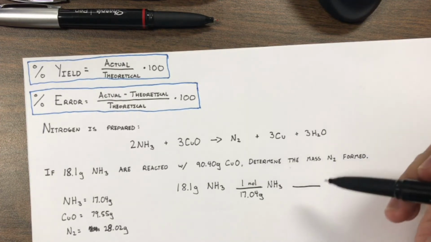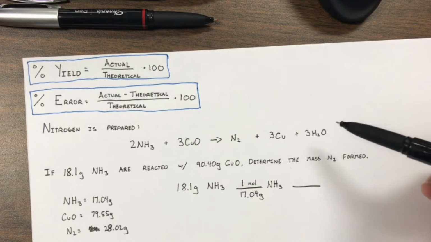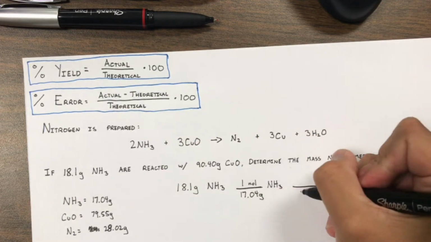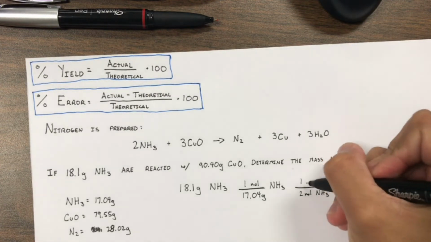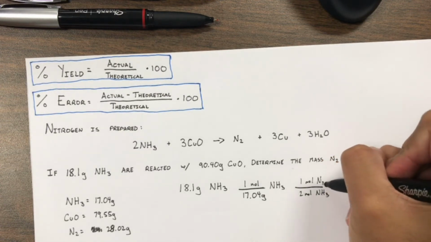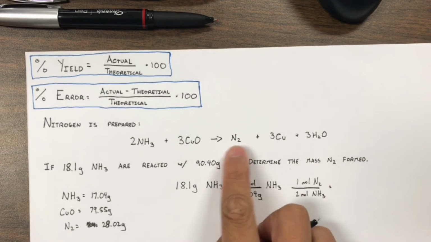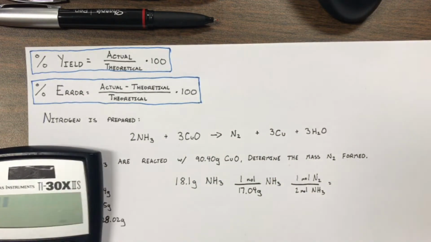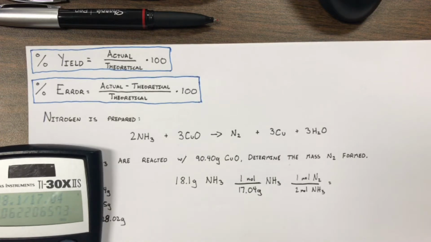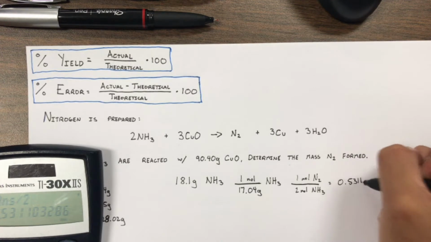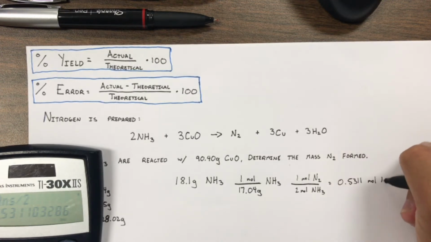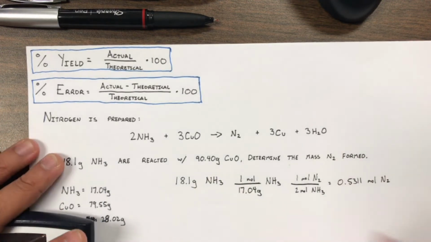Now, where do I get the mole ratio? I get it from the balanced chemical equation. It has to be balanced. So I have 2 moles of ammonia for every 1 mole of nitrogen gas. So you have 18.1 divided by 17.04 divided by 2. That gives 0.5311 moles of N2.